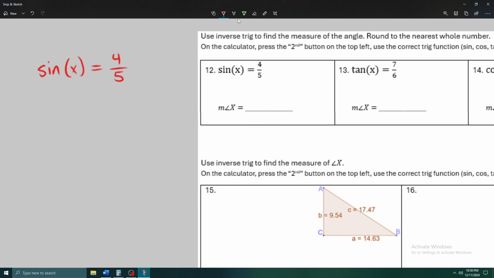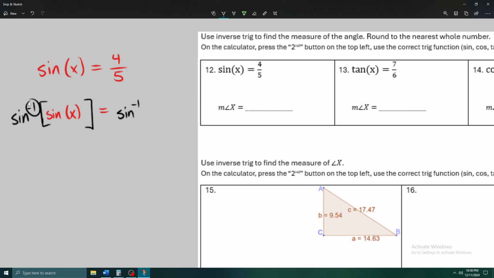So what I'm actually going to do is take the inverse sine of both sides. So don't freak out if you're like, whoa, Merrick, what is all this? Because we're going to get somewhere very recognizable in just one moment. So I'm taking the inverse sine, that little negative one, that tells me that we're doing the opposite. We're doing the opposite of sine.